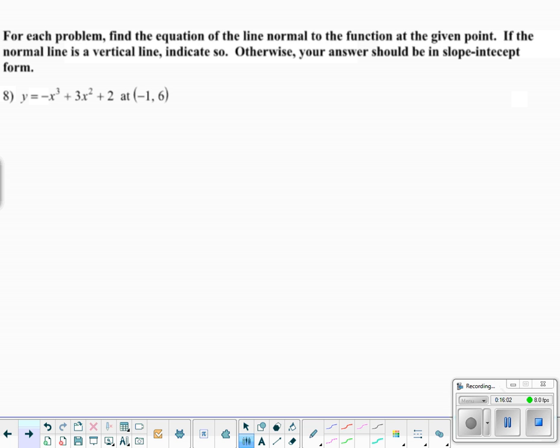Number 8, find the equation of the line normal to the function at a given point. So we see our given point. If the normal line is vertical, indicate so. Otherwise, your answer should be in slope-intercept form. Okay, so we're going to get slope-intercept form once we finish our normal line.